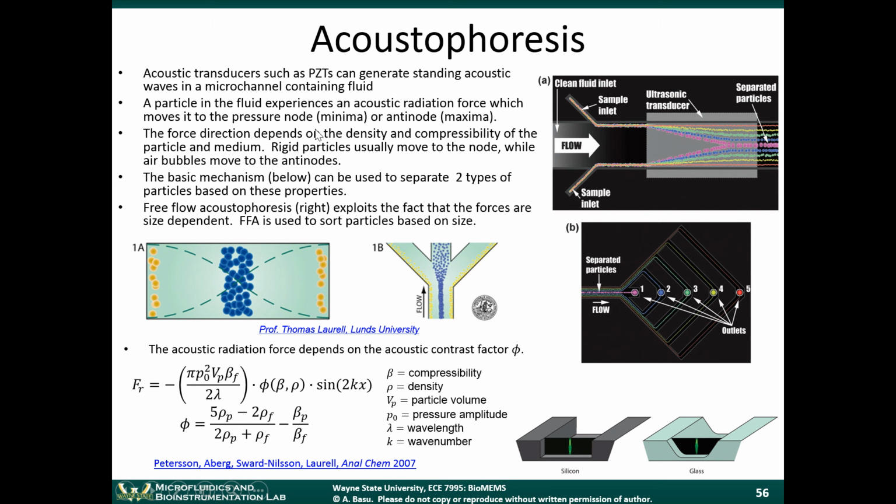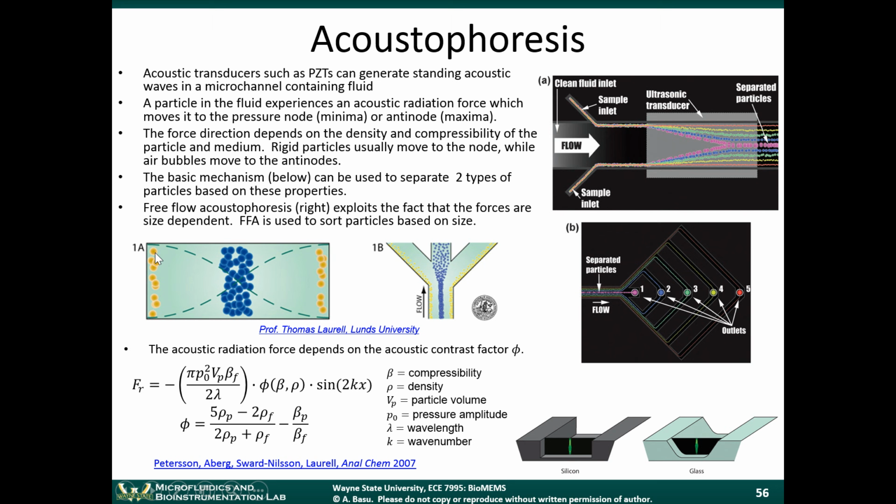It turns out that particles will move towards the nodes or towards the antinodes, depending on a number of factors. Rigid particles normally move to the node, while non-rigid or less dense particles move towards the antinodes. Rigid particles will move towards the nodes, while things like air bubbles, which have a very low density, will move to the antinodes.